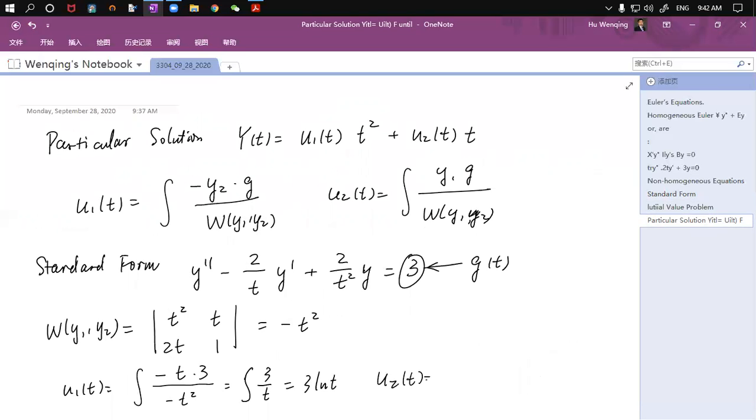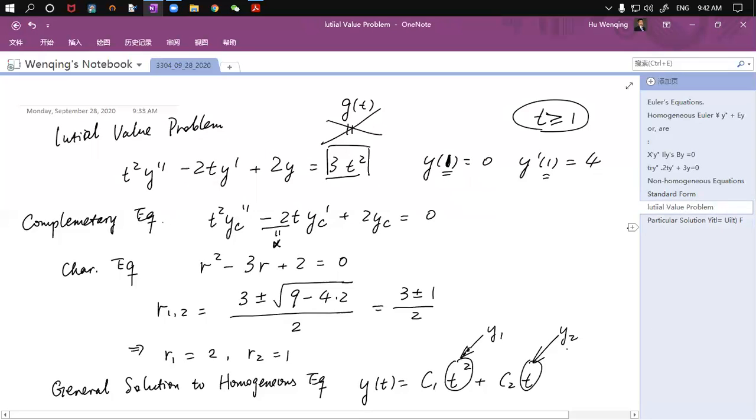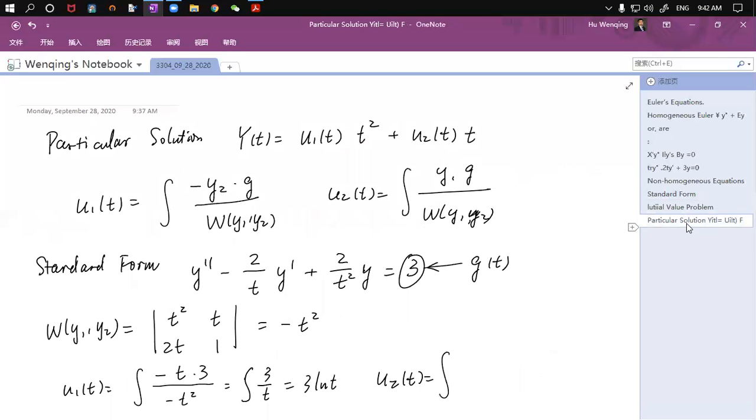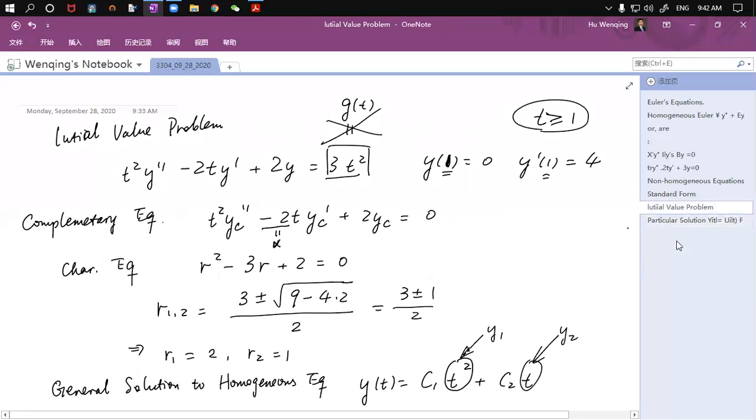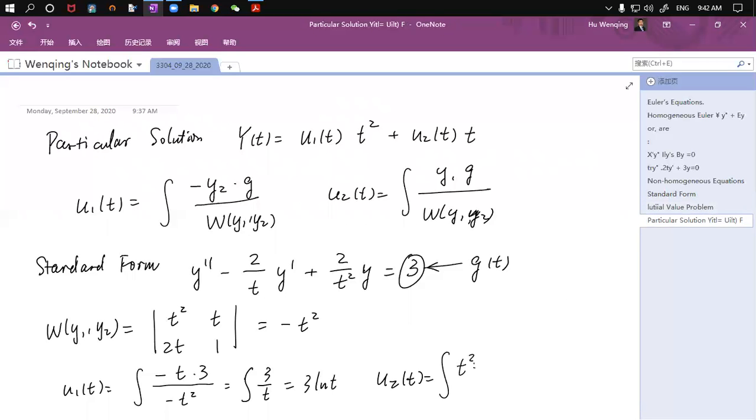And u2 of t is the same thing. It's the integral of y1 times g over the Wronskian. Minus y2 gives plus y1 here, so that's t squared multiplied by 3 divided by the Wronskian, minus t squared. So that's actually the integral of minus 3, which is minus 3 times t. So that's going to be your u1 of t and your u2 of t.